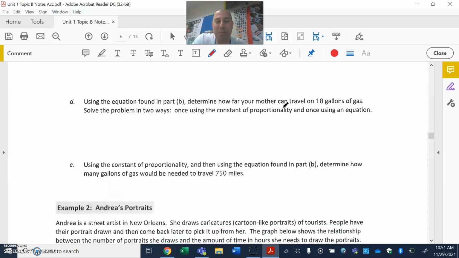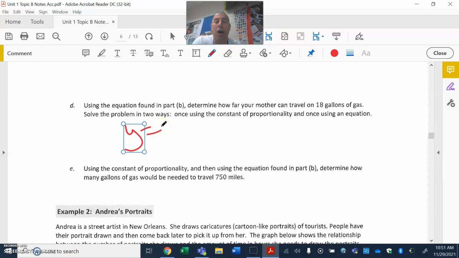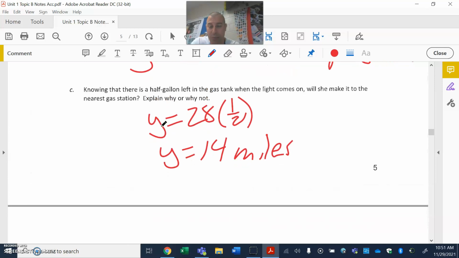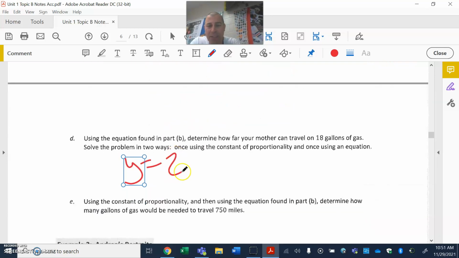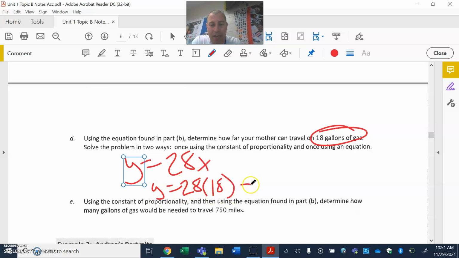Let's see here. Using the equation found in part B, determine how far your mother can travel on 18 gallons of gas. So again, we're going back to our equation of y equals 28x. And we've got 18 gallons of gas. We go back into our chart. The gallons were the x. So we're going to take our 28 and multiply it times our 18. 28 times 18 is 504. So we're going to be able to go 504 miles.